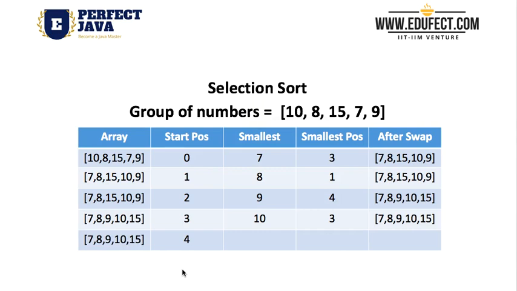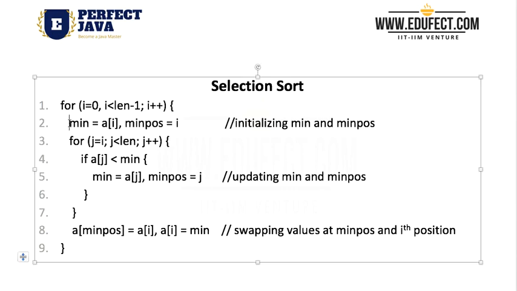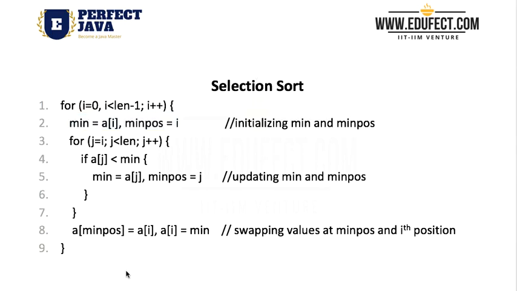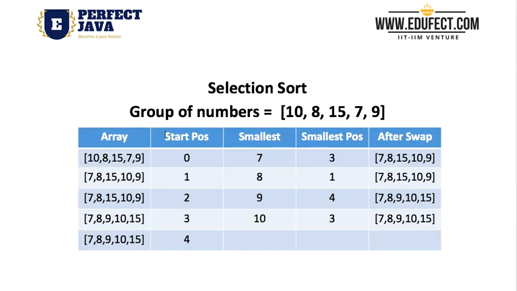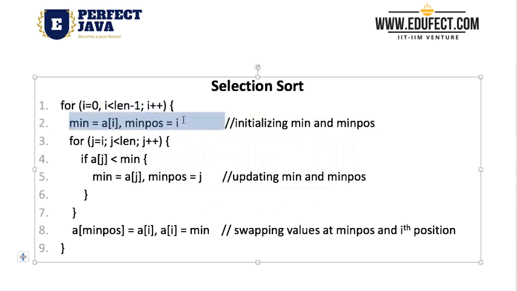So let us just try and understand the algorithm for selection sort. So for i equal to 0, i less than len minus 1. Why do we do len minus 1? Because we run it for n minus 1 times. We take the value at the ith position. So we're starting from 0 because the sorted part was starting from 0. So this is how i is getting represented in the algorithm. We take the initial values. So we are initializing min and the min position.